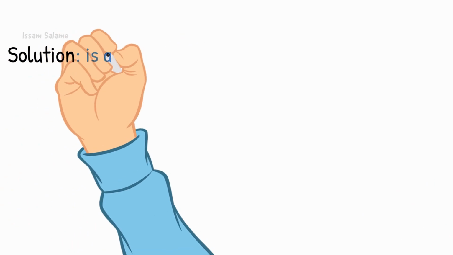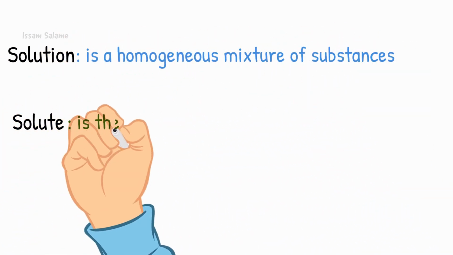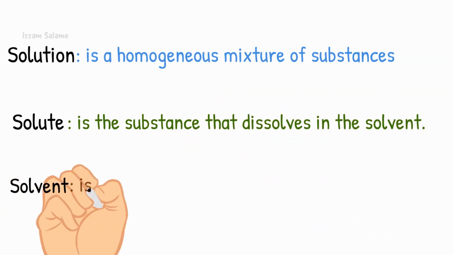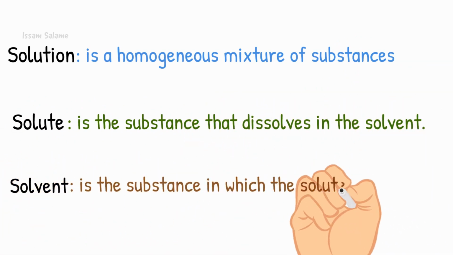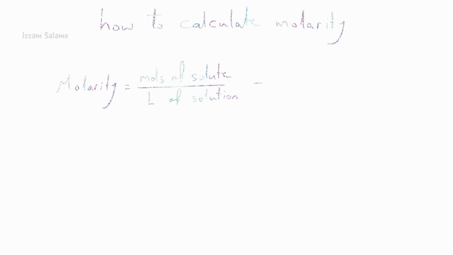Solution is a homogeneous mixture of substances, while solute is the substance that dissolves in the solvent, and solvent is the substance in which the solute is dissolved. And in our video, we're going to focus on solution and solute. So let's go back to molarity.